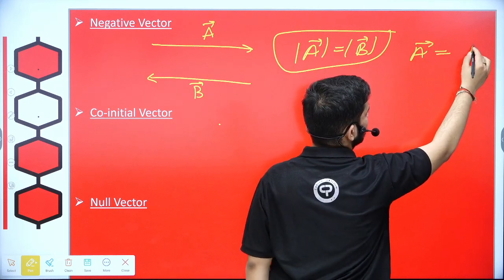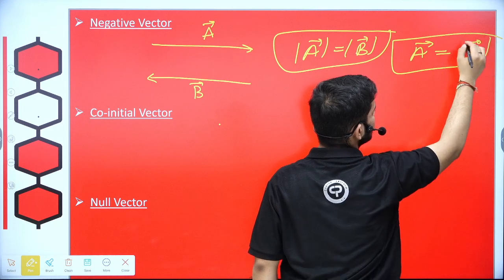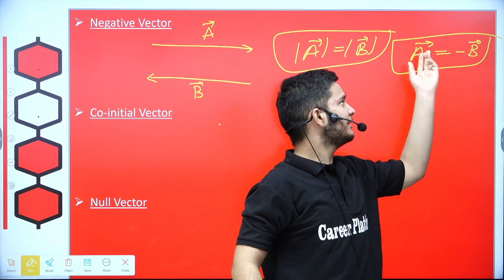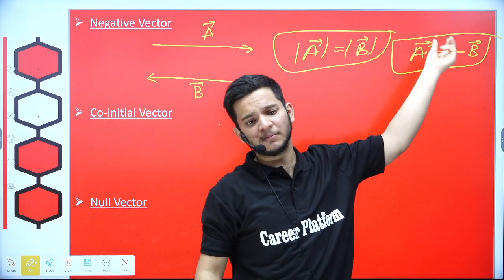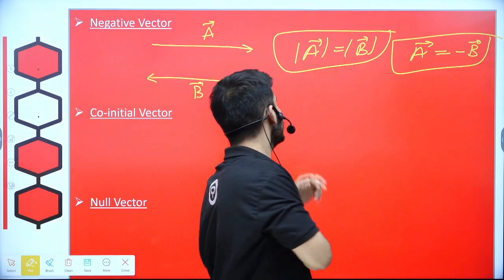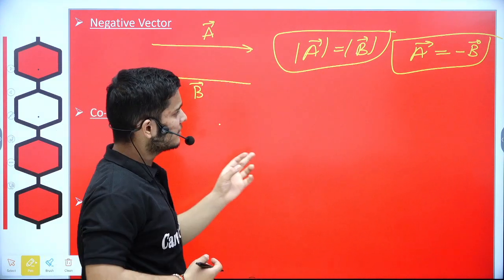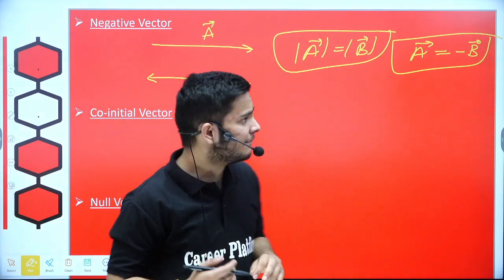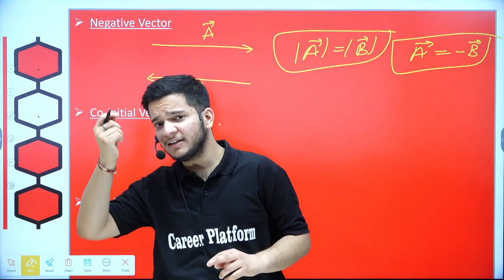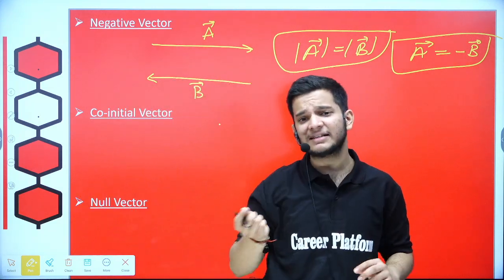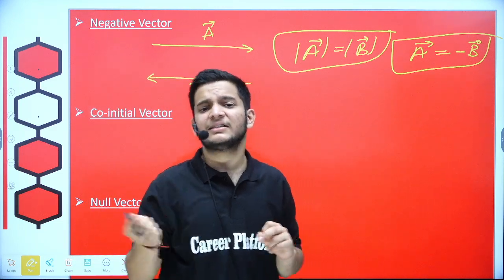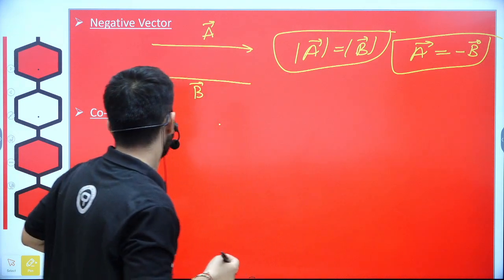So how do I write it? Will this be equal? Yes, this will be equal, but with a negative sign. It means if one is going forward, then the other is going away, more and more away from the A vector. So this is negative. What are negative vectors? Negative vectors are vectors that have the same magnitude, but they are in just the opposite direction. If one is in north, the other has to be in south, not east or west. If one is in west, the other has to be in east, right? Do we get it?